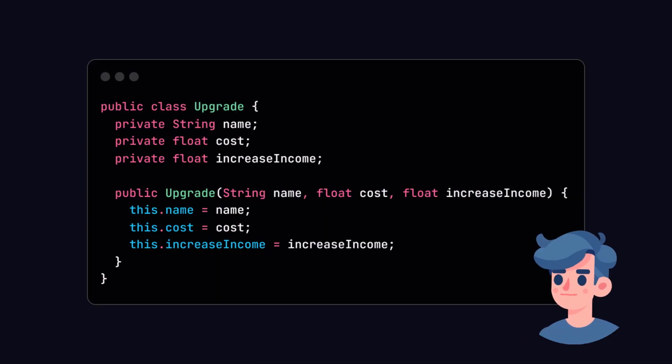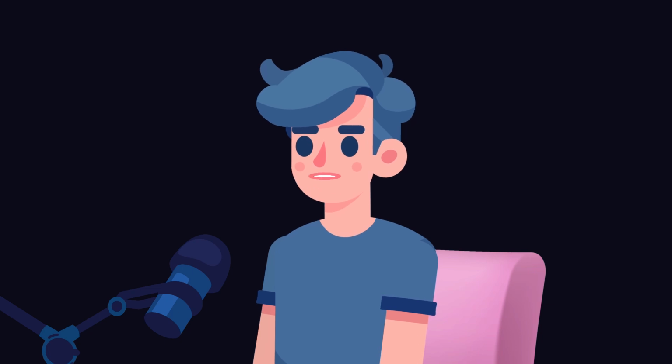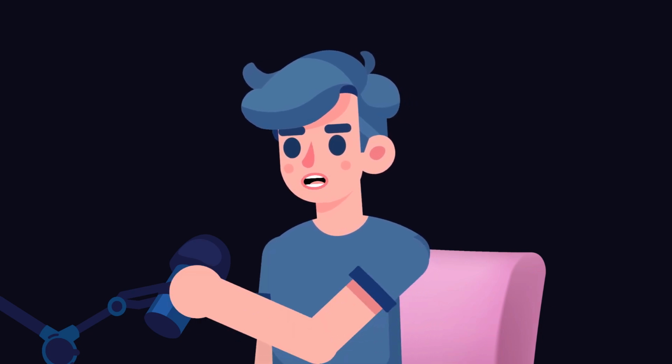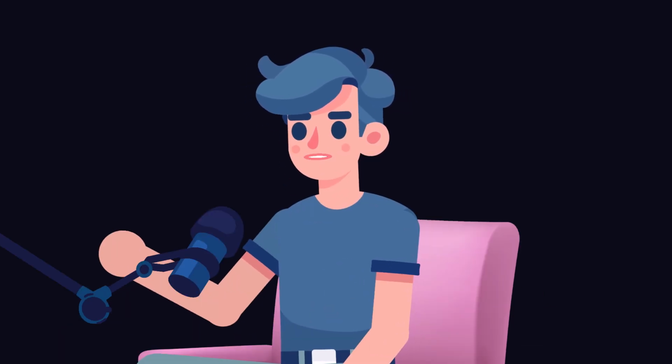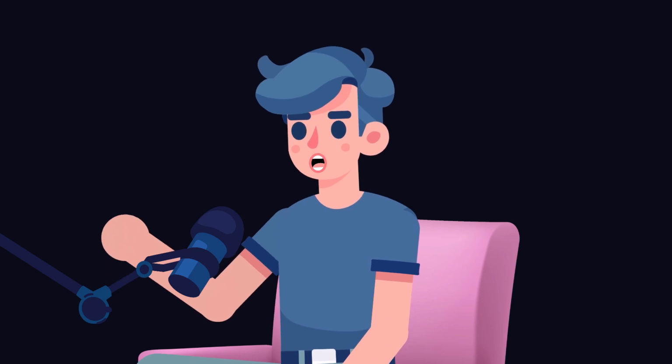Let's now create an upgrade class. This class will contain details about each upgrade and its cost. Players will select upgrades to purchase once they have enough money. The upgrade class includes the upgrade's name, cost, and how much it increases income. You can create several upgrade objects for each type of business.